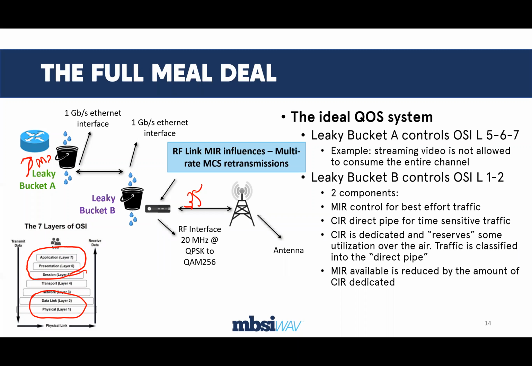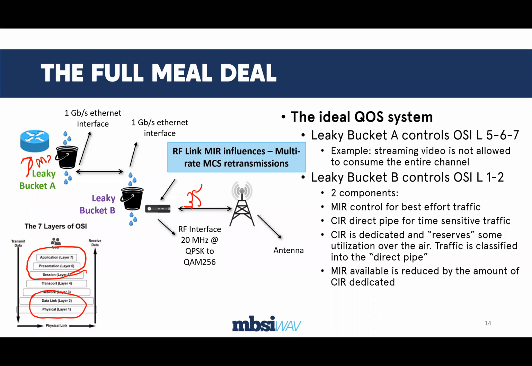That way, leaky bucket A looks after the streaming from Netflix or Prime or Apple or whoever it's from, and then leaky bucket B looks after the medium. So leaky bucket B controls the physical interface and monitors that. Leaky bucket A monitors essentially the software.